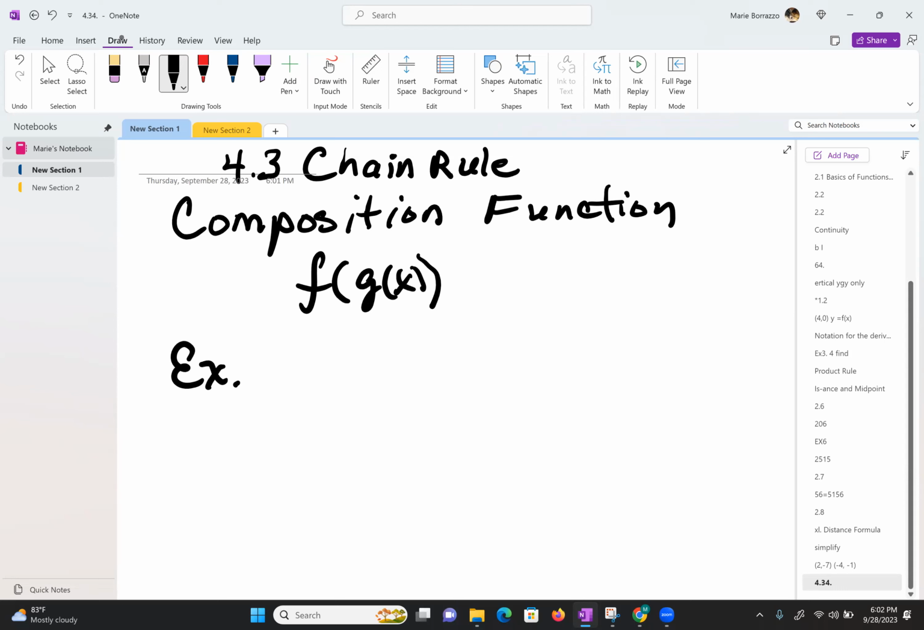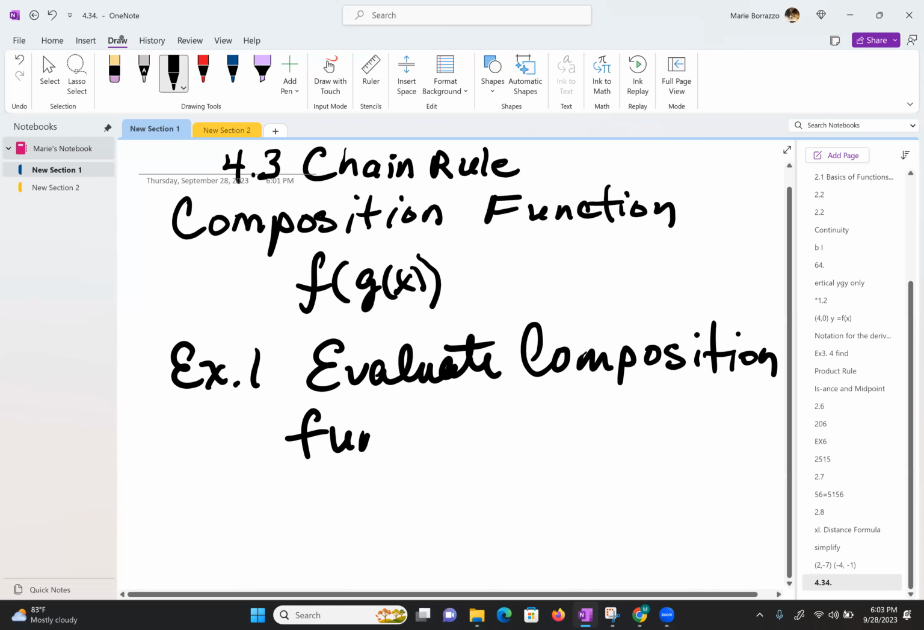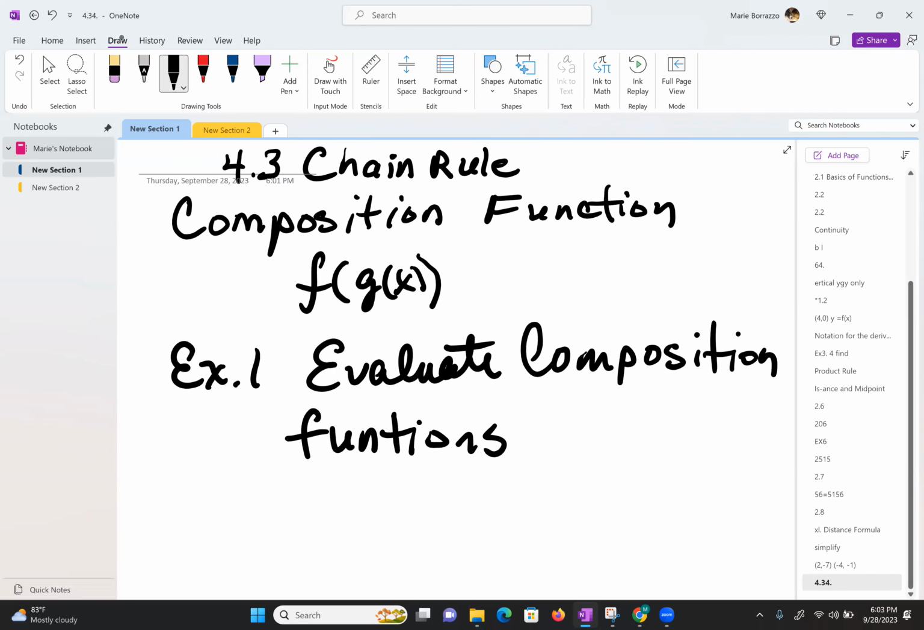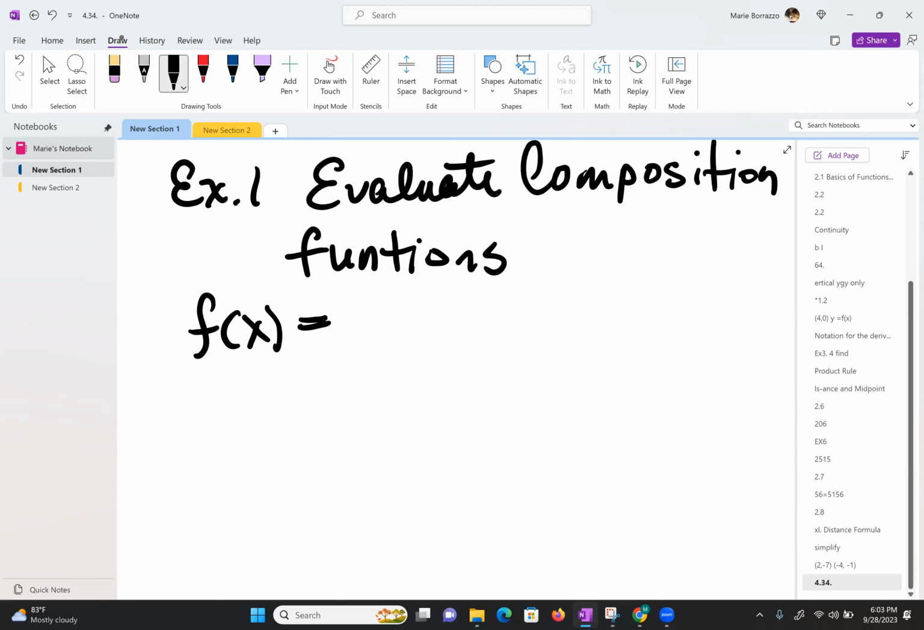And so in example one, they ask you to evaluate composition functions. And so what they do is they give you, in this case, f of x, and they tell you that f of x is equal to 2x minus 1. And they give you g of x, and they tell you g of x is the square root of 3x plus 5.